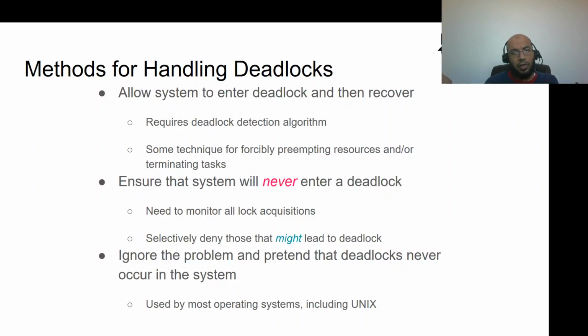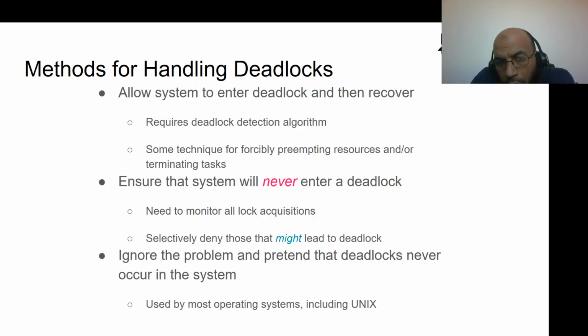So there are different methods to handle a deadlock. One of them is to allow deadlocks to happen and then recover, and this requires deadlock detection algorithms. And it will forcibly preempt resources and/or terminate tasks.